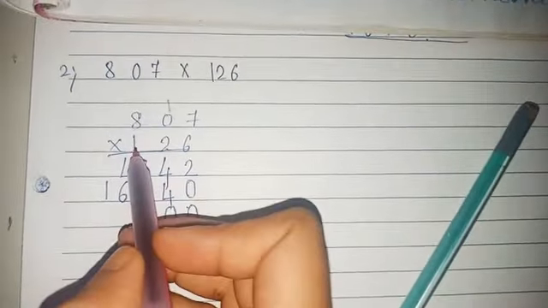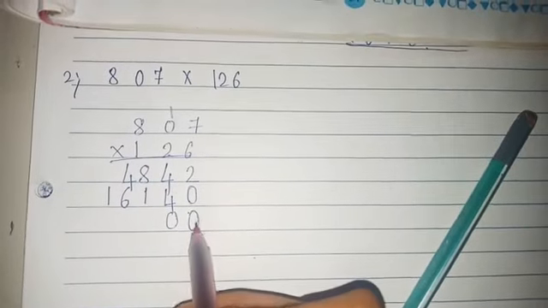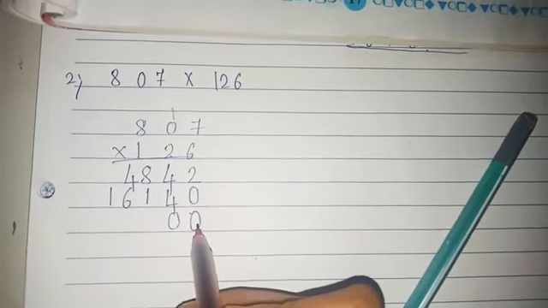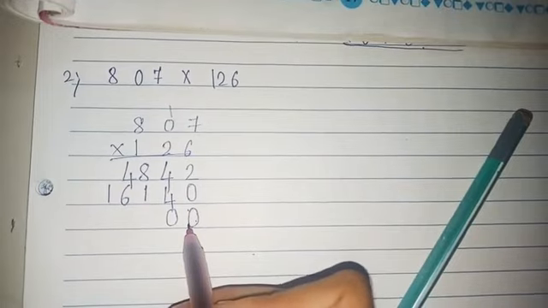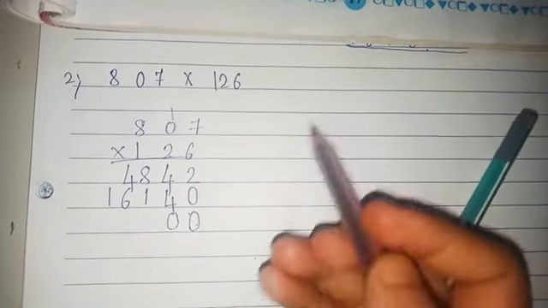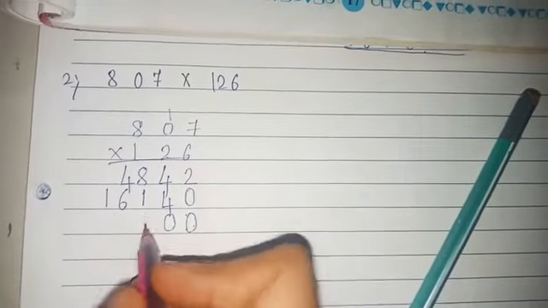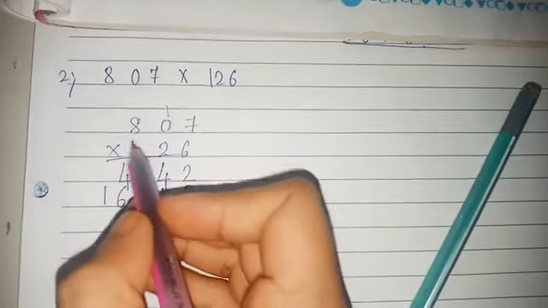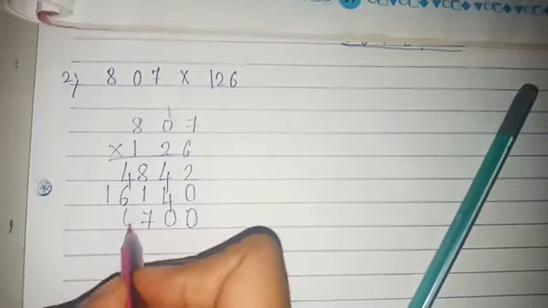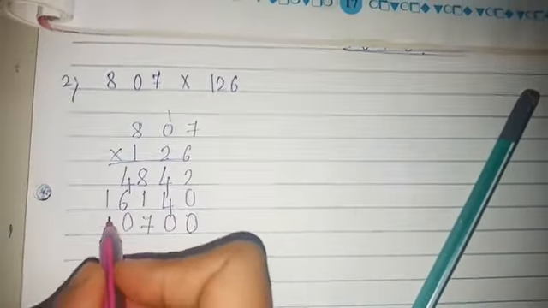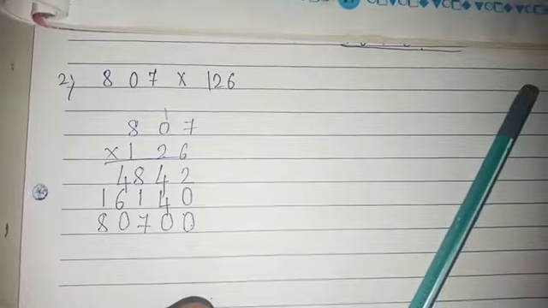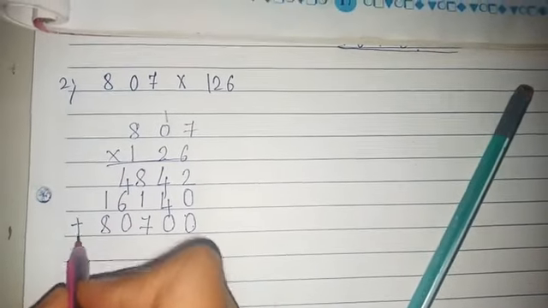Now we will multiply 807 by 1. This 1 is in the 100s place, so I will write 0 in the tens place and in the units place. Understood? Now 1 seven is 7, 1 zero is 0, 1 eight is 8. Done. Now we will add them.